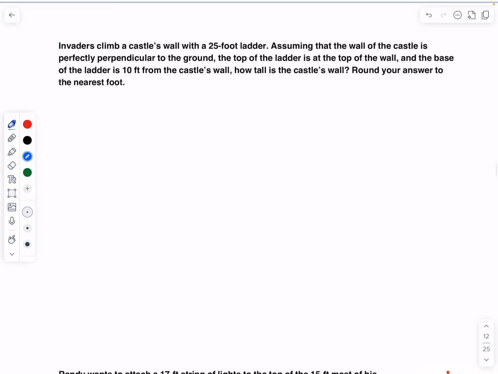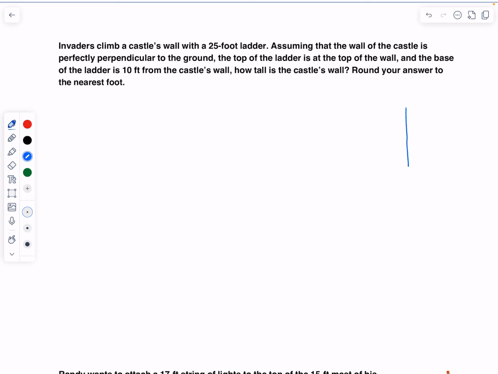Invaders climb a castle wall with a 25-foot ladder. Assuming that the wall of the castle is perfectly perpendicular to the ground, the top of the ladder is at the top of the wall. The base of the ladder is 10 feet from the castle wall. How tall is the castle wall?